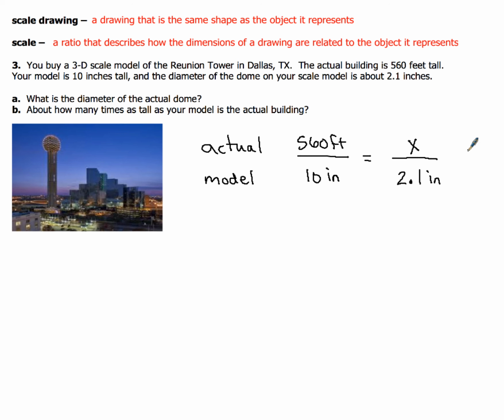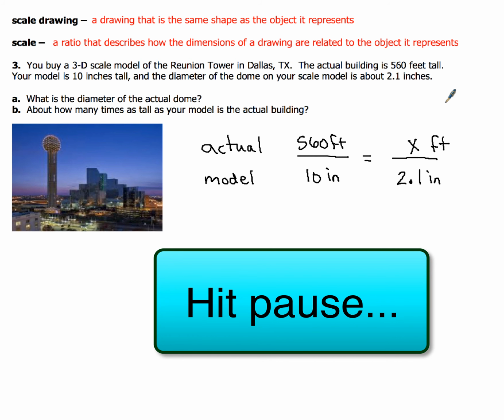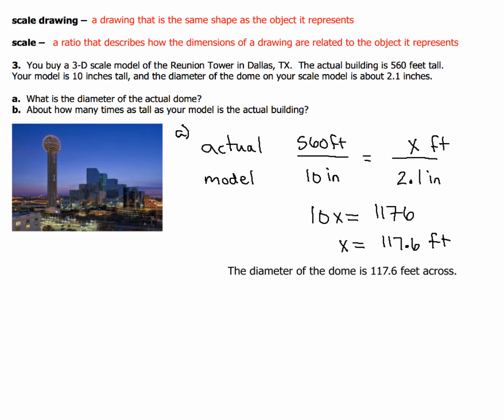Now here, this is just going to be some cross multiplying and dividing, and you've got this figured out. Now our dimensions of the actual would be in feet. So now you know how to cross multiply and divide this. So all I want you to do is go ahead, cross multiply, divide, and then come back and check your answer. So go ahead and hit pause now and work that out and come back and see if you got it right. So how did you do?